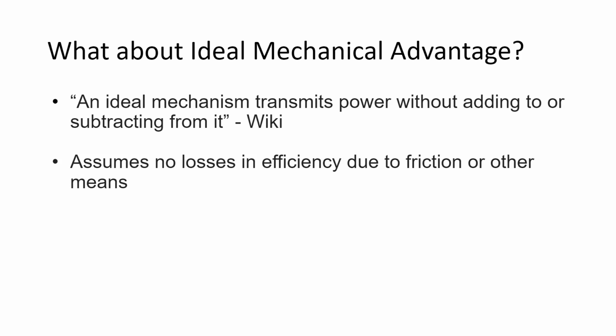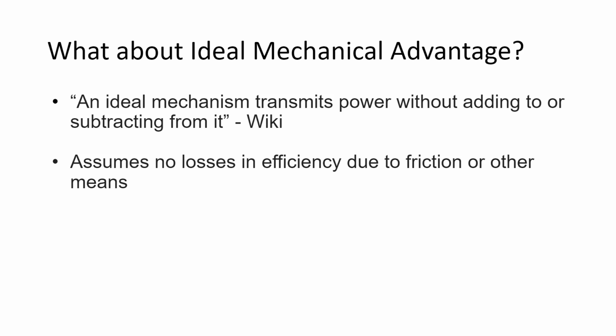But what is ideal mechanical advantage? Well, an ideal mechanism transmits power without adding to or subtracting from it. So essentially, you're assuming that your efficiency is 100%, or you're experiencing no losses in your system. So let's think about an example. Let's say you're pushing a box up a hill or an inclined plane. Well, you would be experiencing an ideal mechanical advantage equal to the length of the hill over the height.